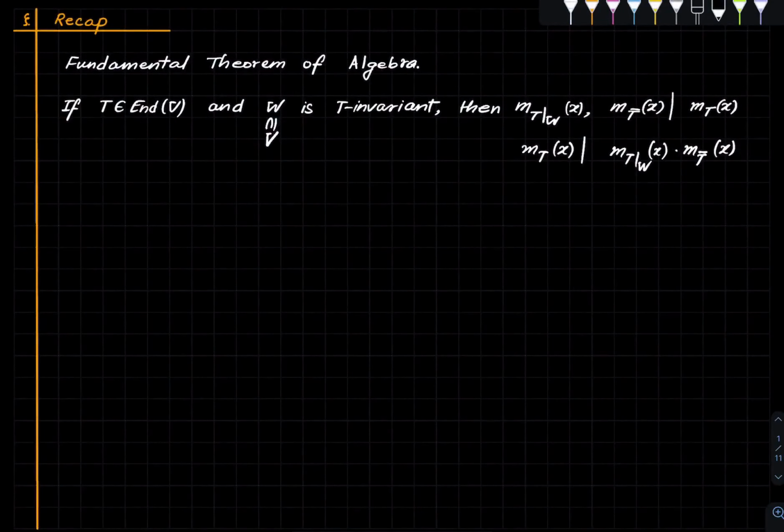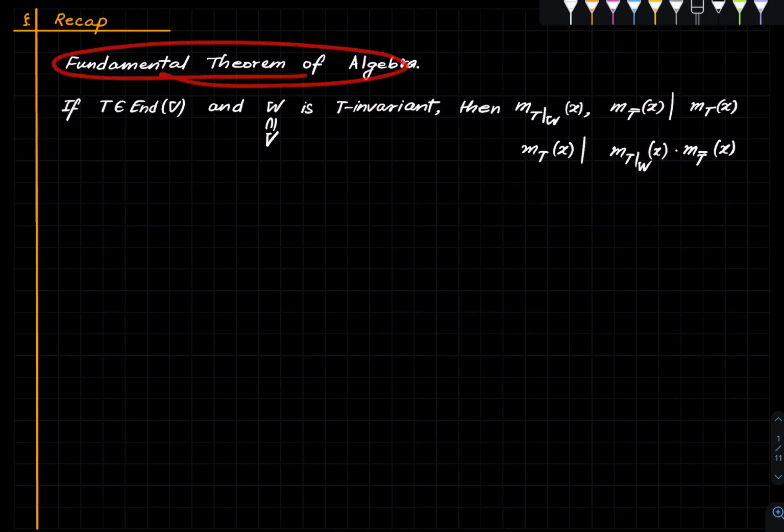Welcome to this lecture series in linear algebra. In this lecture, we'll be talking about upper triangulable operators or endomorphisms, and we will see a criterion to decide when a given endomorphism is upper triangulable. Let us recall some relevant material.